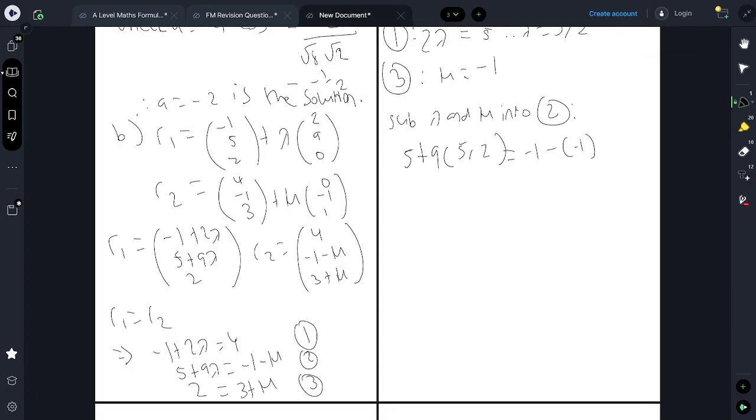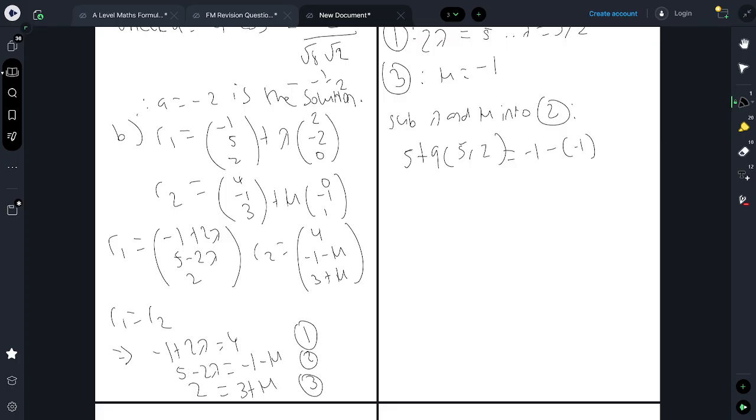Oh, that's why. This was 5 plus a lambda. That's what I misread as 9. But we know a is -2, so let's substitute -2 in. Oh, my handwriting. I do apologise if other people thought that was 9. That's meant to be an a. There we go, 5 minus 2 lambda. Now we're back in business.